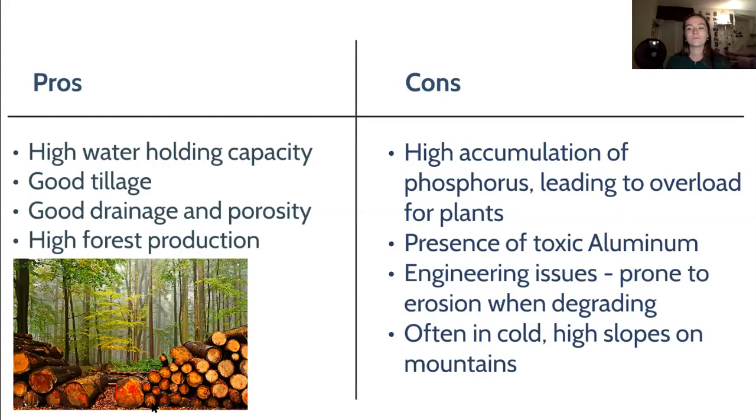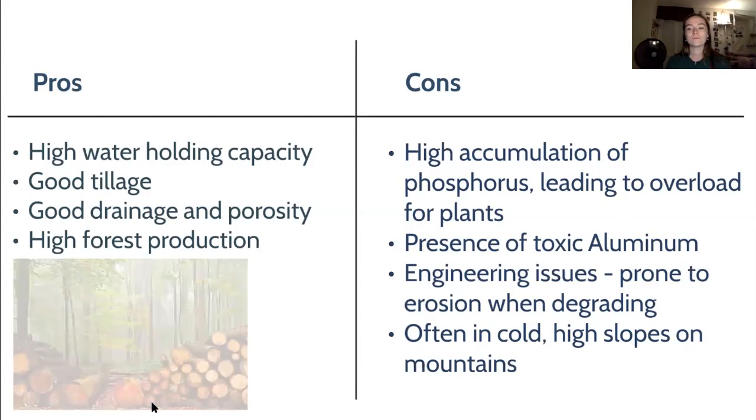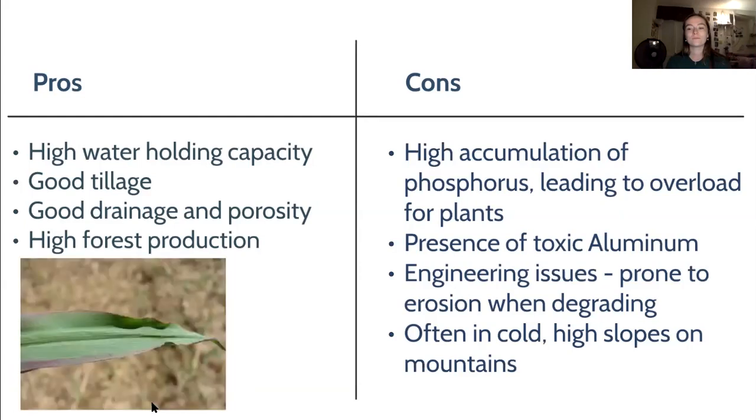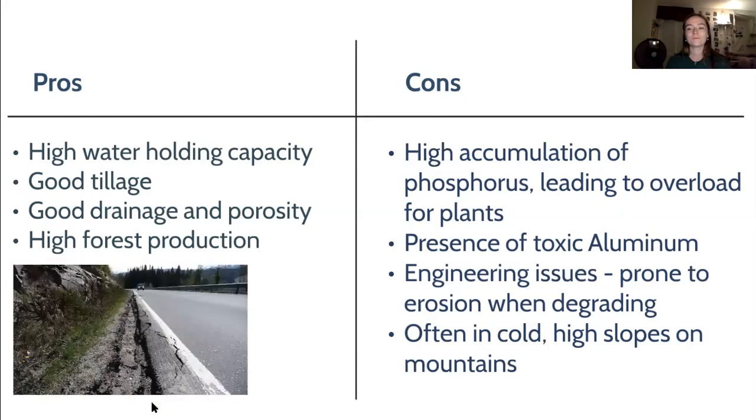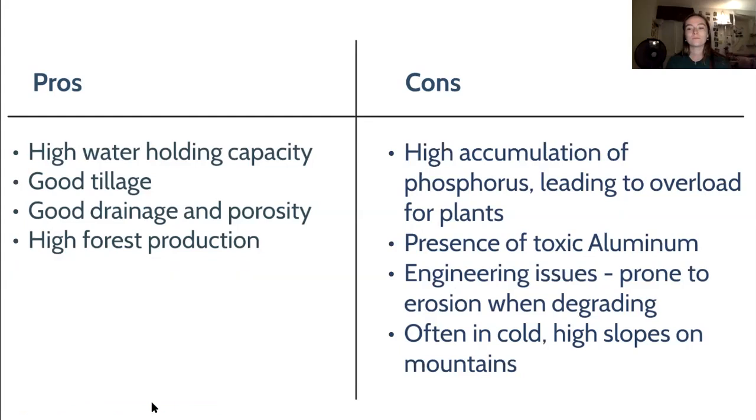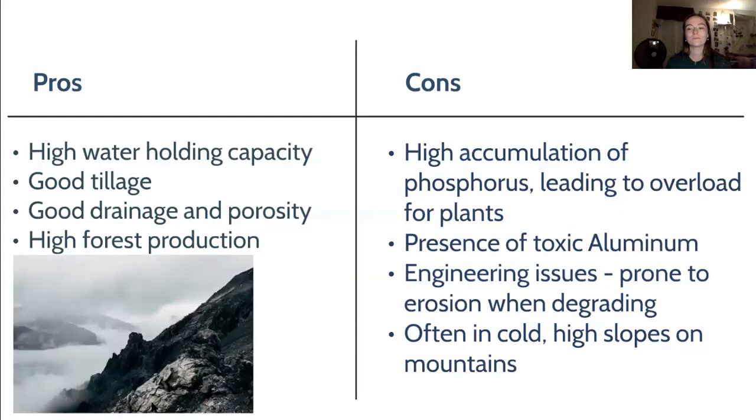Now to the cons, it has a high accumulation of phosphorus, which can be toxic to plants, and also presence of toxic aluminum, which can also be toxic to plants. Andisols also present engineering issues since they're easy to erode and easy to degrade, which can be bad for building bases for buildings and agriculture as well. They're also found in cold, high slopes of mountains, which is bad for cultivating and bad for building buildings.